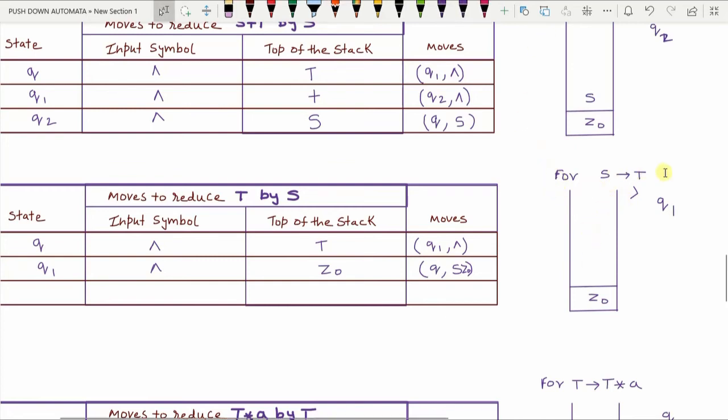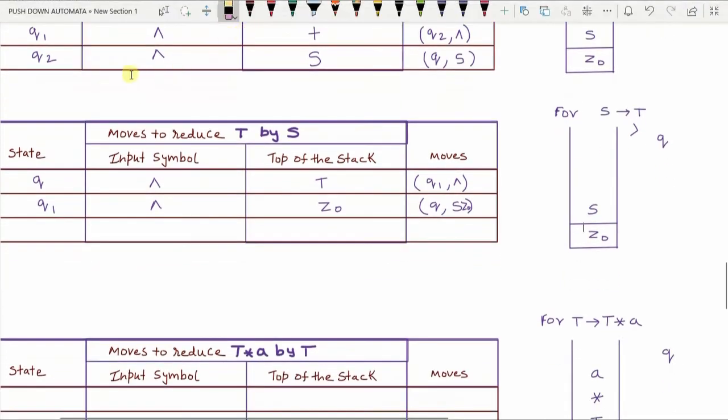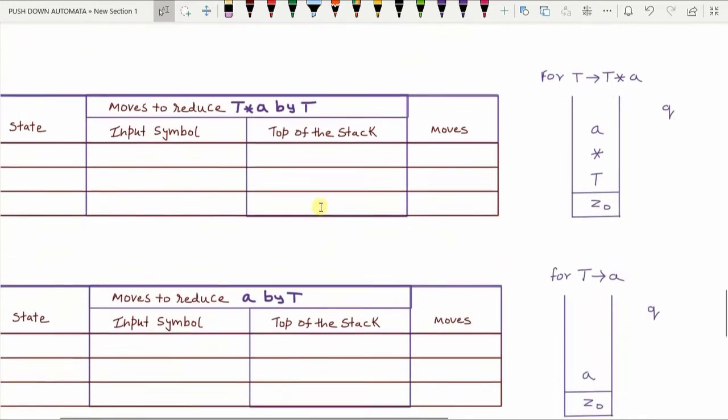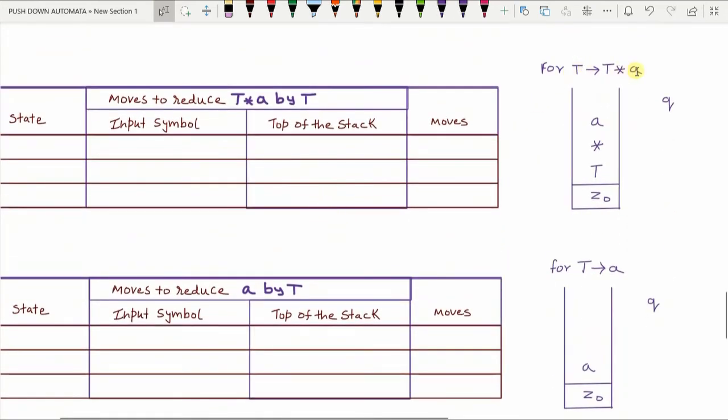So after popping this T out, I went to Q1, then I pushed S onto the stack, and after pushing S onto the stack, I come to the original state from where I started, Q. So this is how I reduce S gives T, that means I reduce T to S. Now third, there is a third production, T gives T into A. So for that, let us see the reduce action for T gives T into A. Again, the initial state is Q, and since it is T into A, it will be read from bottom to top. So the stack basically will contain A into T, right?